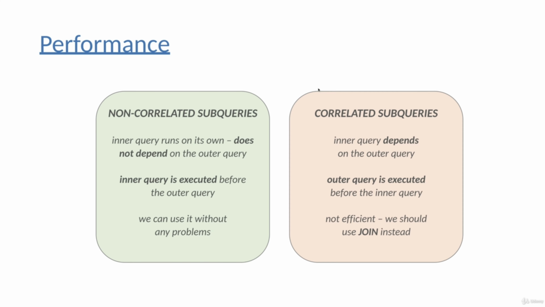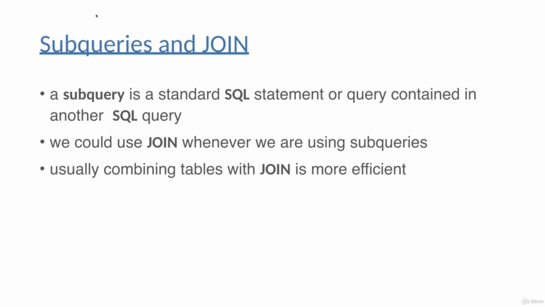As far as correlated subqueries are concerned, usually it is a good programming practice to avoid using them, because the inner query depends on the outer query, which means that the inner query is executed multiple times. And this is why it is not that efficient, so we should use join instead. So we can come to the conclusion that subqueries and joining tables are interchangeable. We could use join statements whenever we are using subqueries and vice versa. Usually combining tables with the join statement is a more efficient approach, and this is why we are going to talk about it in the next lecture.